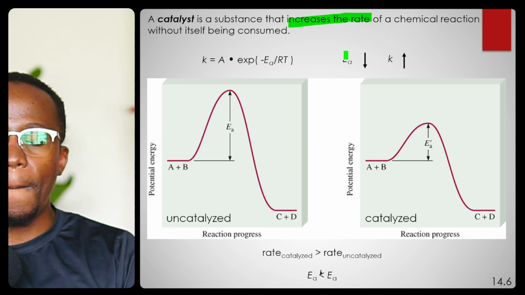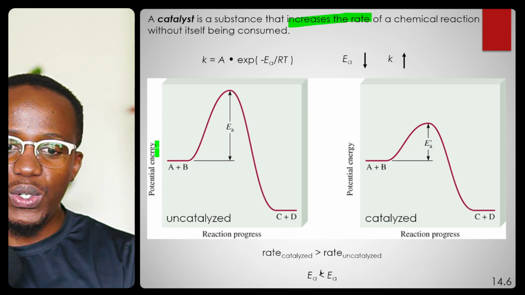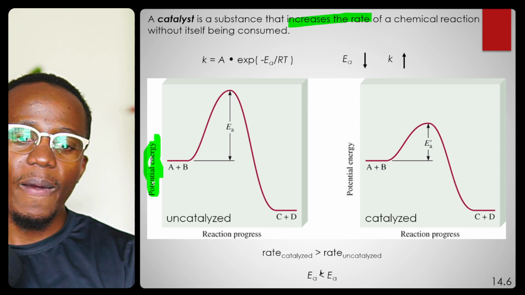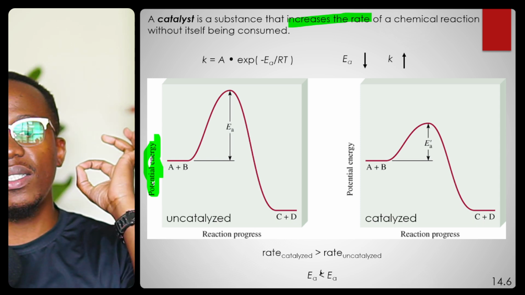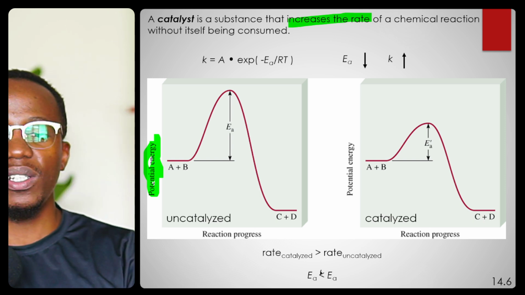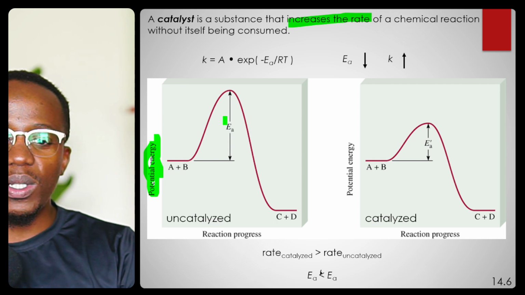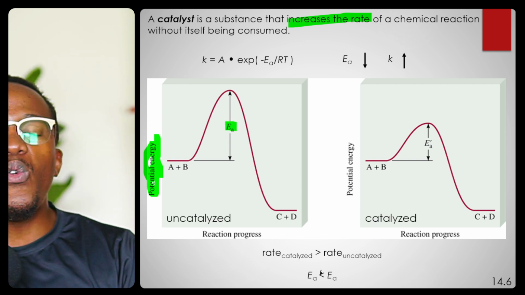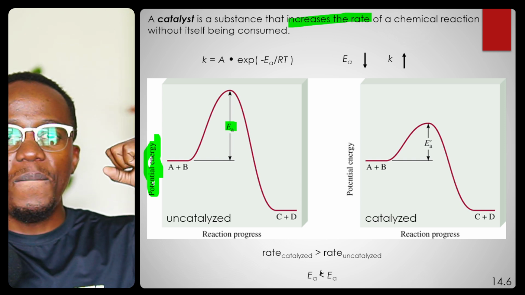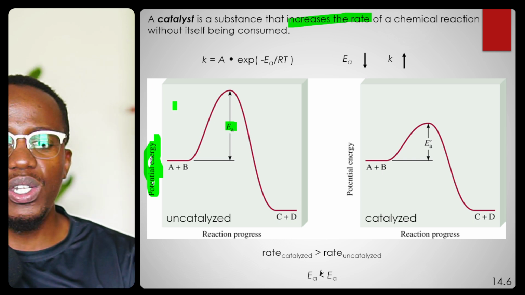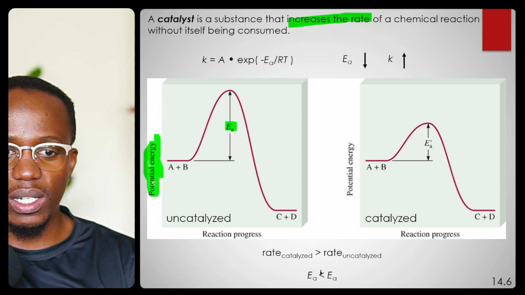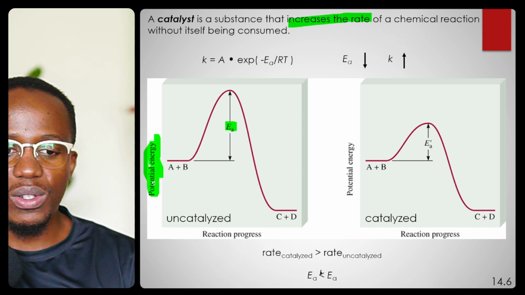And how do they increase the rate of a chemical reaction? They reduce the energy required, right? So if I ask you, how do catalysts increase the speed of the reaction? They do that by reducing what we call the activation energy. So they lower the activation energy, which is the energy required to actually make the reaction happen. And we'll talk more about that.